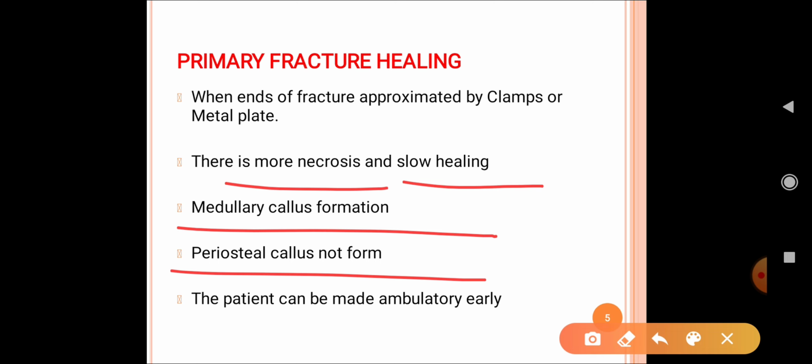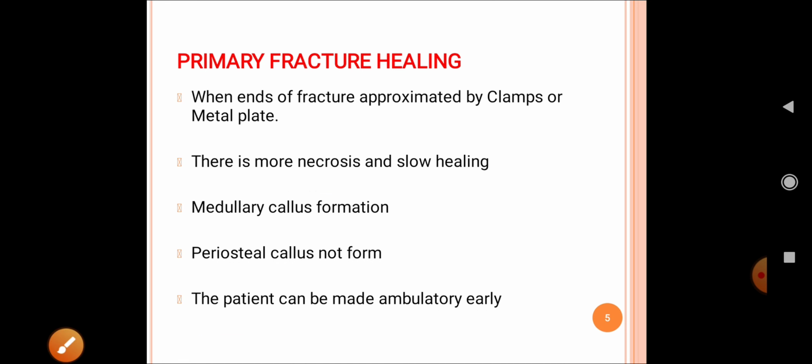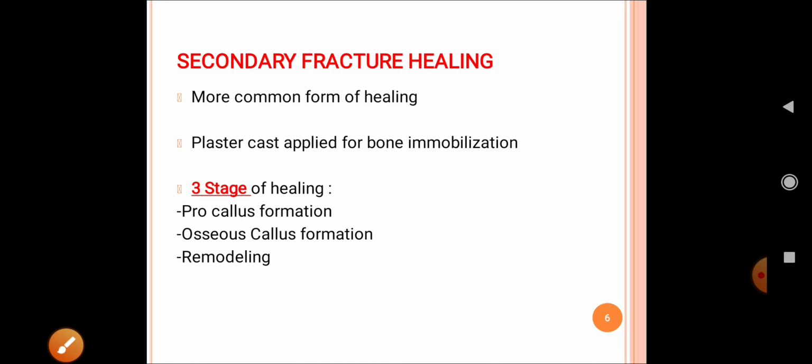So you might have questioned what is the advantage of such type of primary fracture healing? The advantage is that the patient can be made ambulatory early as compared to secondary fracture healing. So this is the basic regarding primary fracture healing. Okay. Now we will see secondary fracture healing, how secondary fracture healing happens.